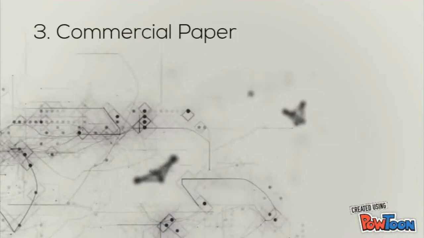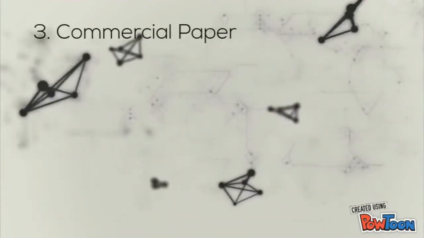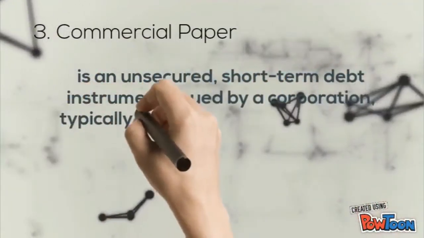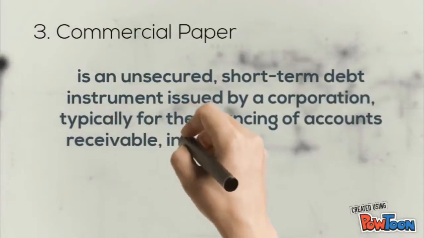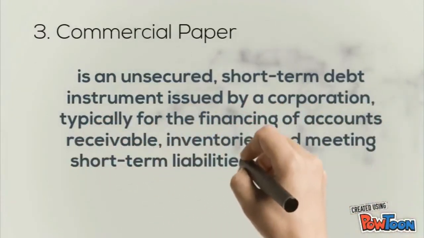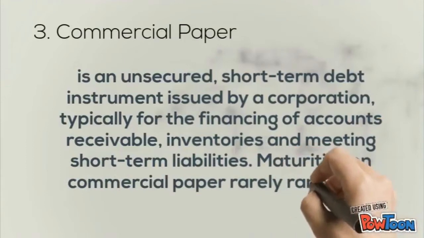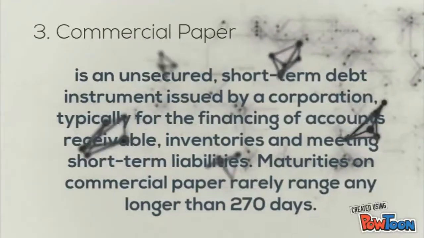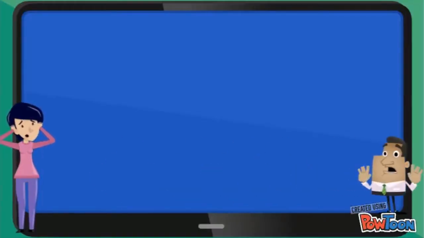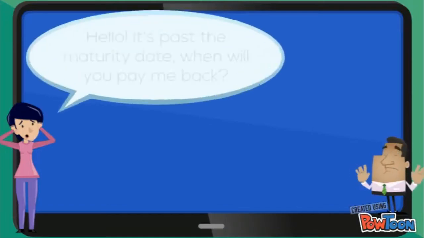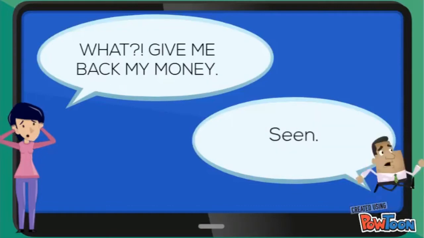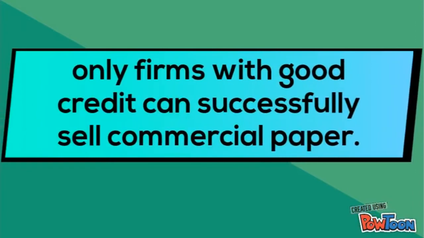Number 3. Commercial paper. Commercial paper is an unsecured, short-term debt instrument issued by a corporation, typically for the financing of accounts receivable, inventories, and meeting short-term liabilities. Maturities on commercial paper rarely range any longer than 270 days. Commercial paper is unsecured, meaning buyers have no claim on a company's assets if the company fails to pay up at maturity. Therefore, only firms with good credit can successfully sell commercial paper.